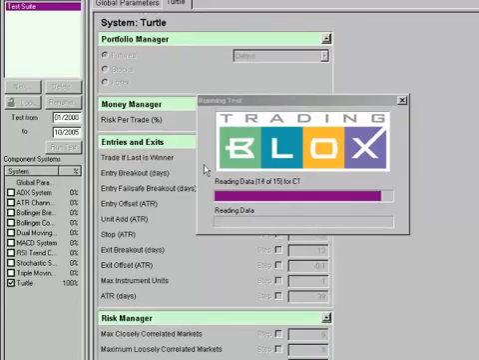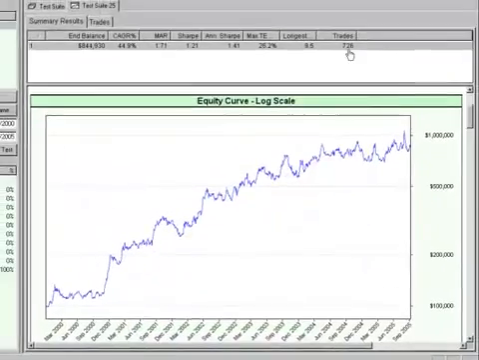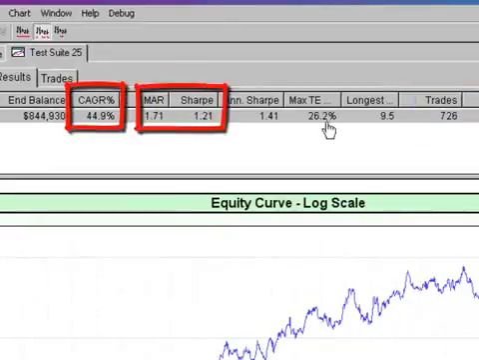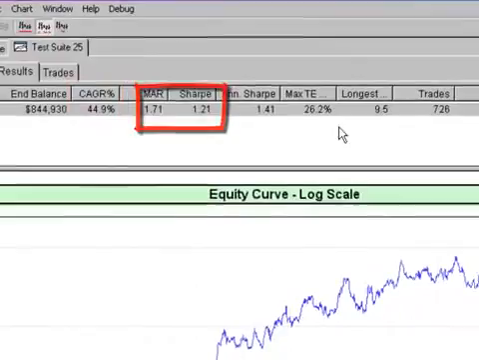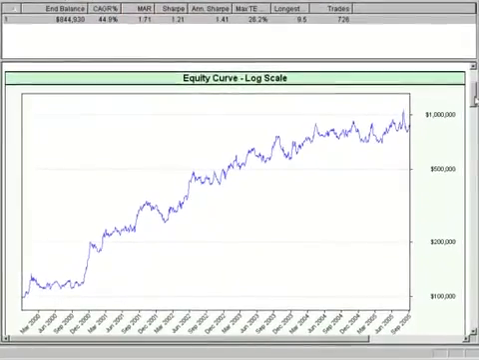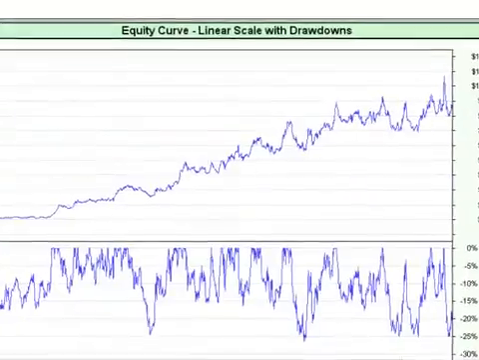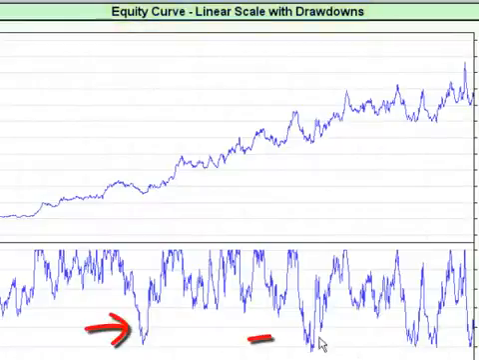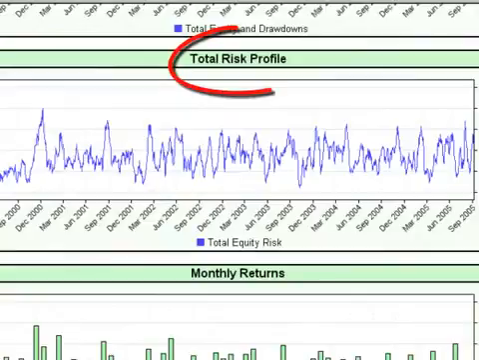Now this test is giving us an equity curve, log scale, right off the bat. It tells us the number of trades, the return per year, the MAR, the Sharpe, and the other important indicators for system development. And if we scroll down a little bit, we can see the other charts that it gives us for every run we do. The linear scale with drawdowns. We can see our worst drawdown periods are indicated here. We can take a look at those time frames and see what the reasons for that were.